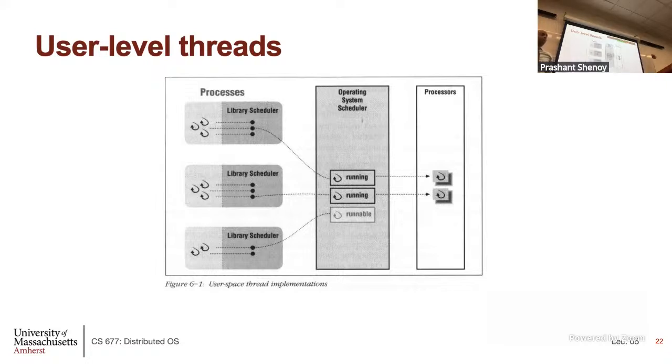The question is, how do you get performance benefits? You're still getting concurrency benefits, right? So you're not getting true parallelism, but concurrency benefits are still there because you have multiple threads in a process.